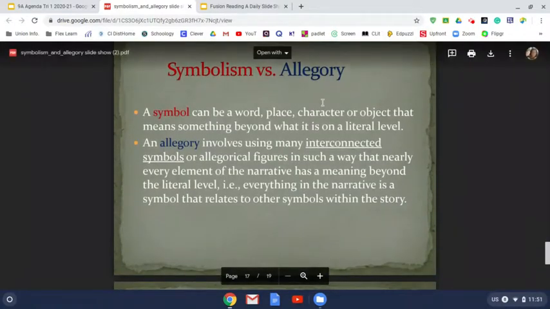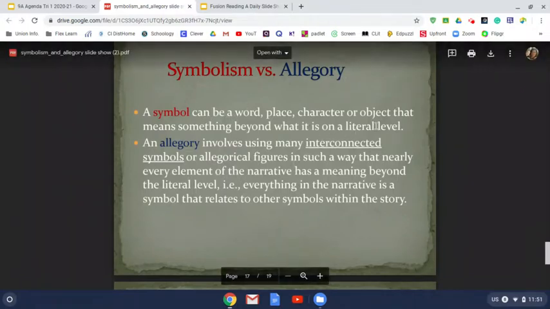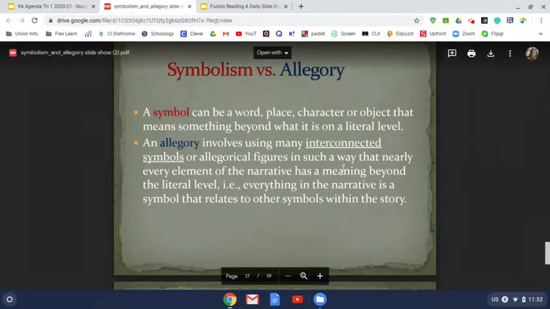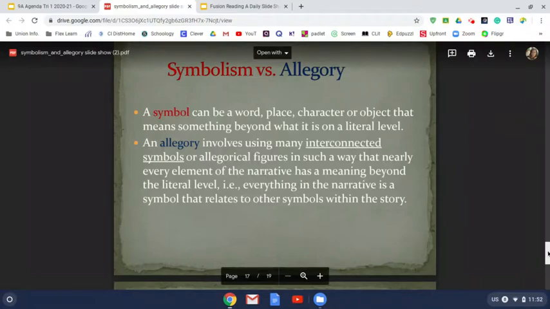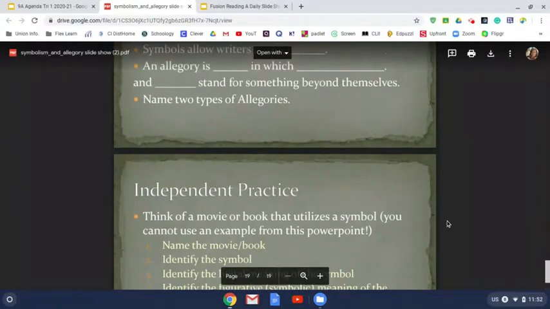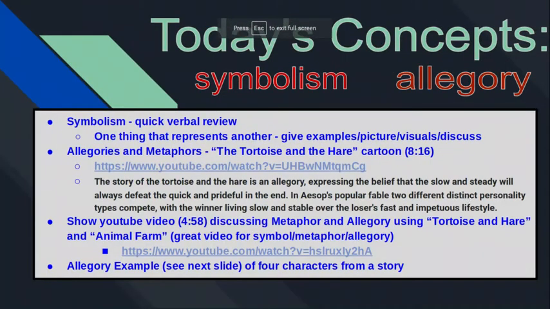So let's look at it one last time. A symbol is a word, place, character, or object that means something beyond the literal level. An allegory is interconnected in a way that there's meaning beyond the literal. Everything in the narrative is a symbol that relates to other symbols. So it's like a deeper symbolic meaning to society, and some of the characters can also have deeper symbolic meaning. That is just a little difference between symbolism and allegory in that slideshow. So again, a symbol is something that represents something else.